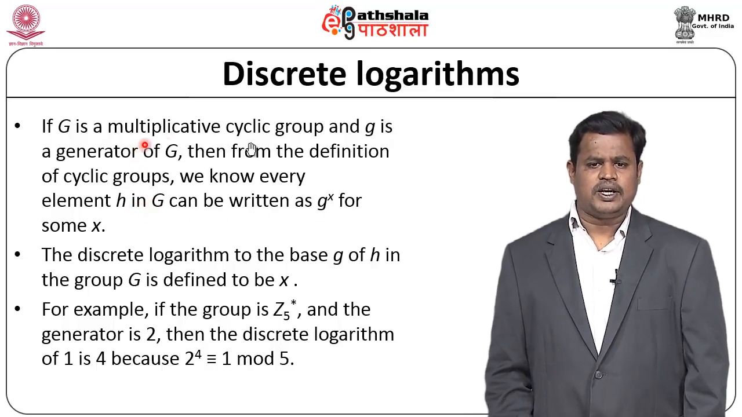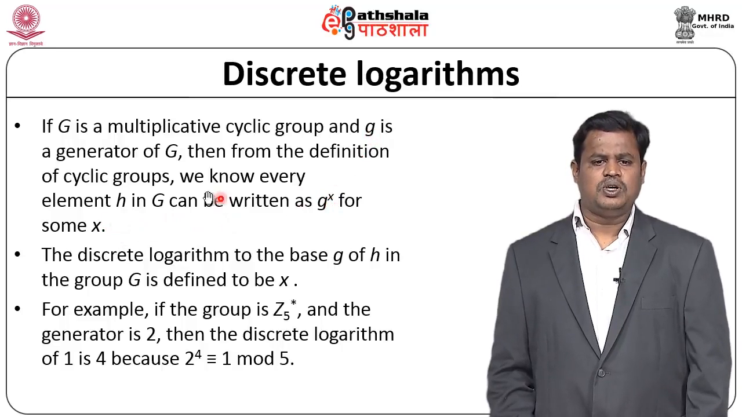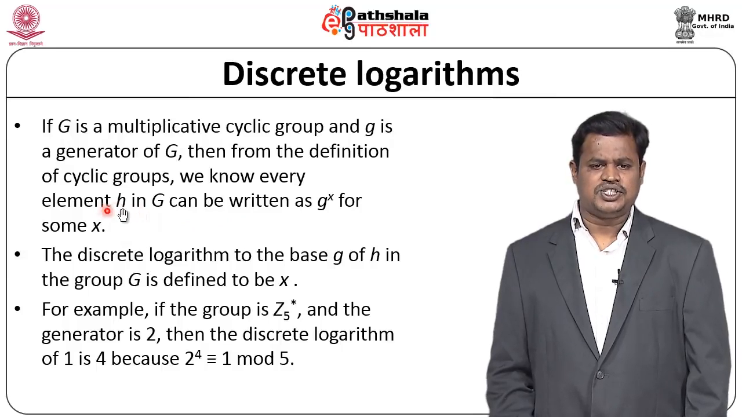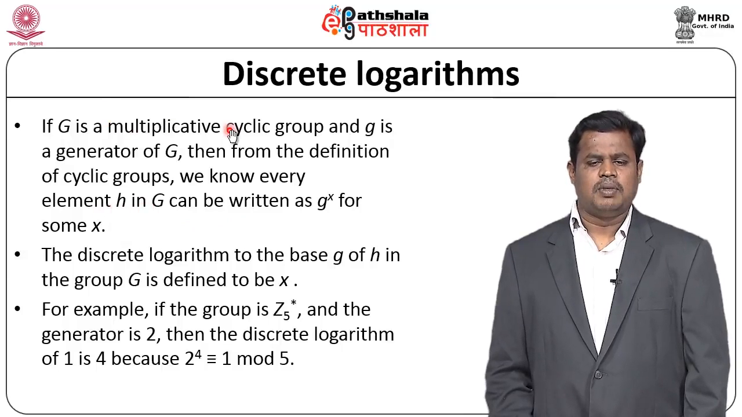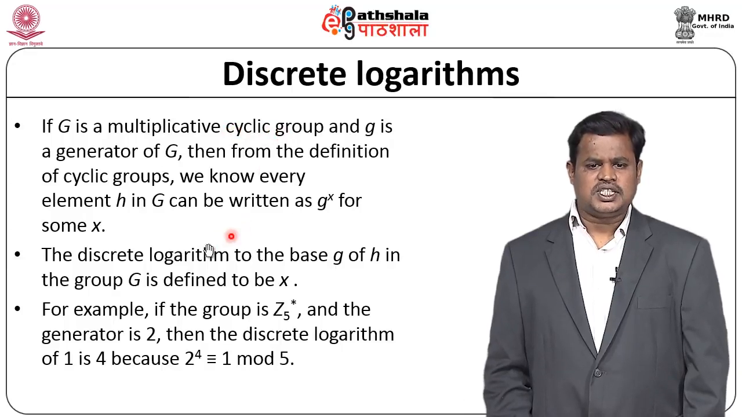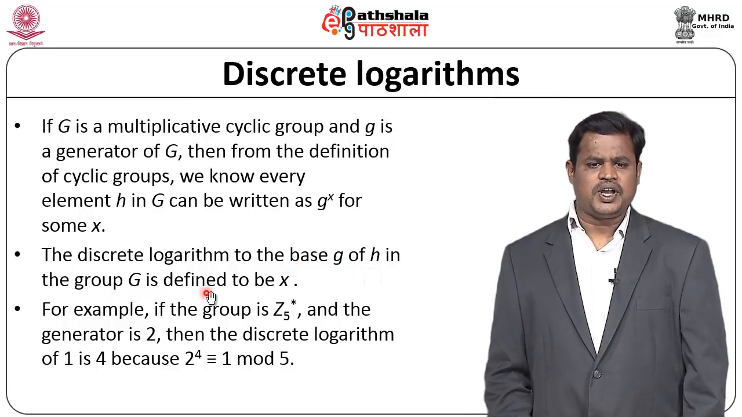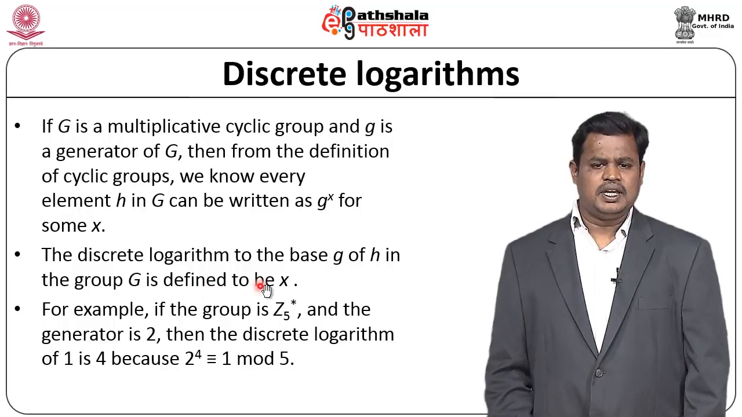So, if I am taking a multiplicative cyclic group and there exists a generator g, then definitely the generator g, with respect to some x, should be able to give the value of h in G, that means every element in G. Then we can say G is a multiplicative cyclic group. So, the discrete logarithm to the base g of h in the group G is defined to be x.